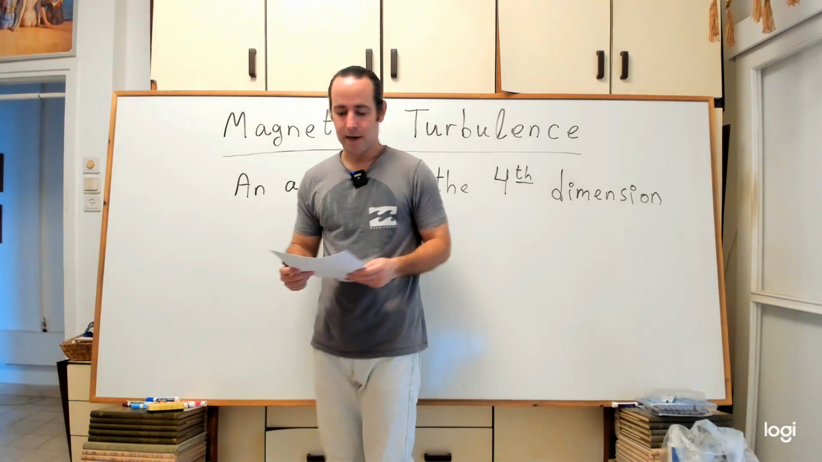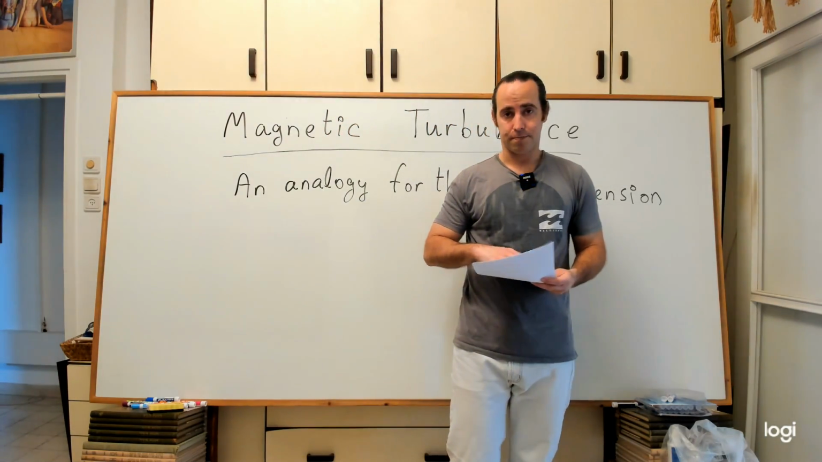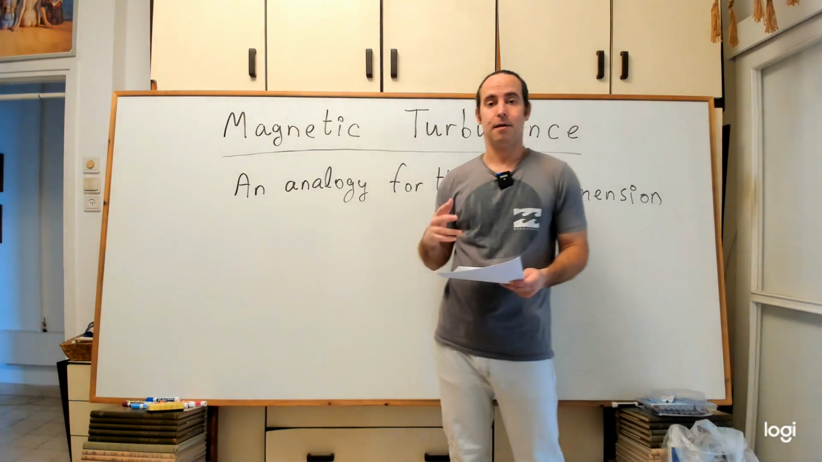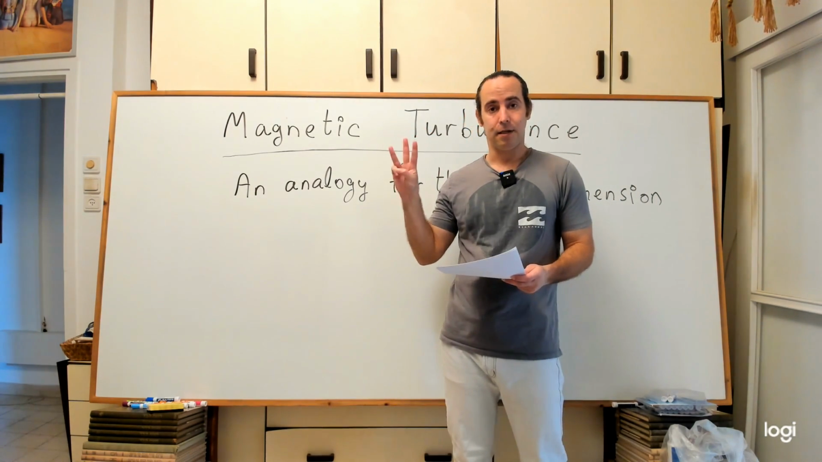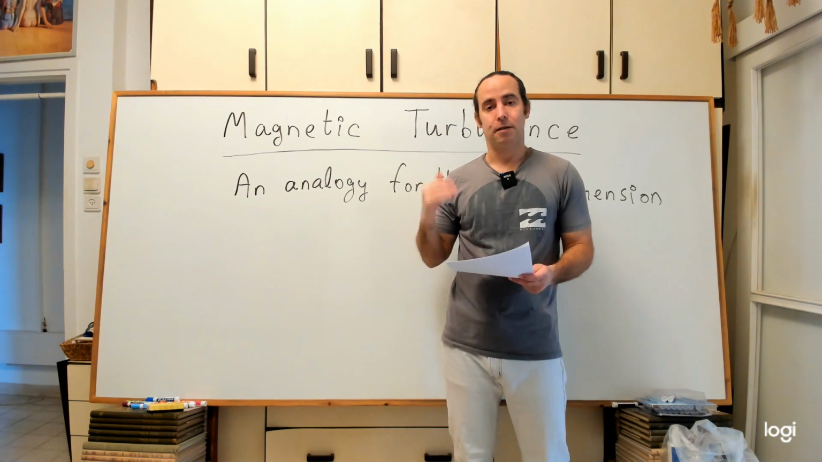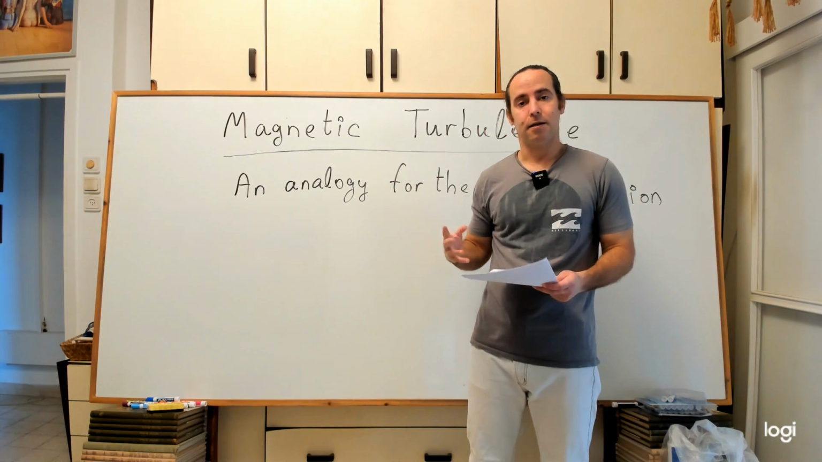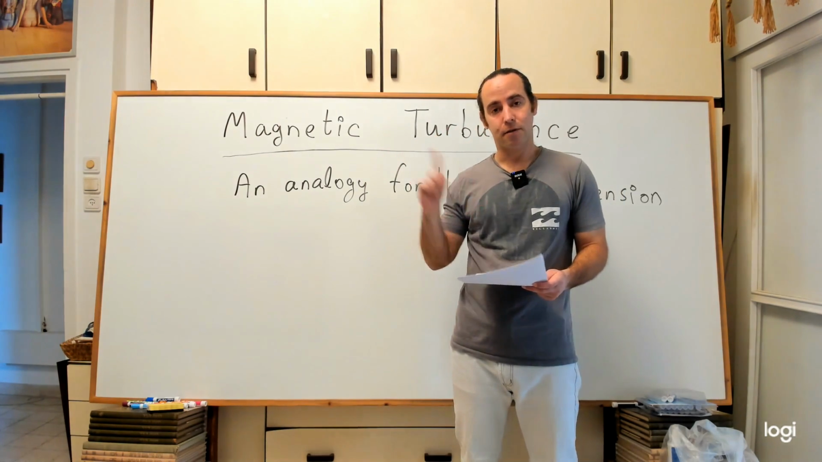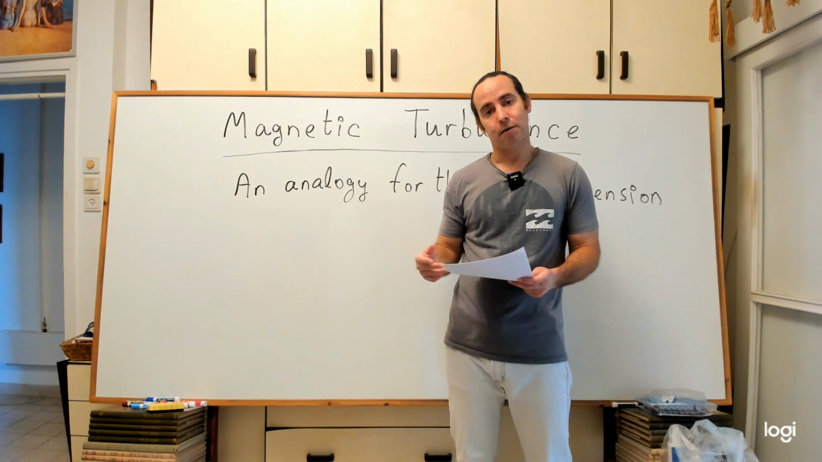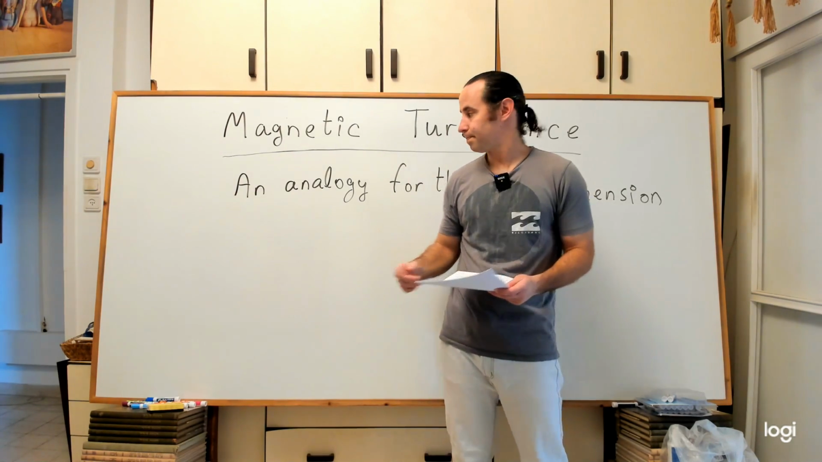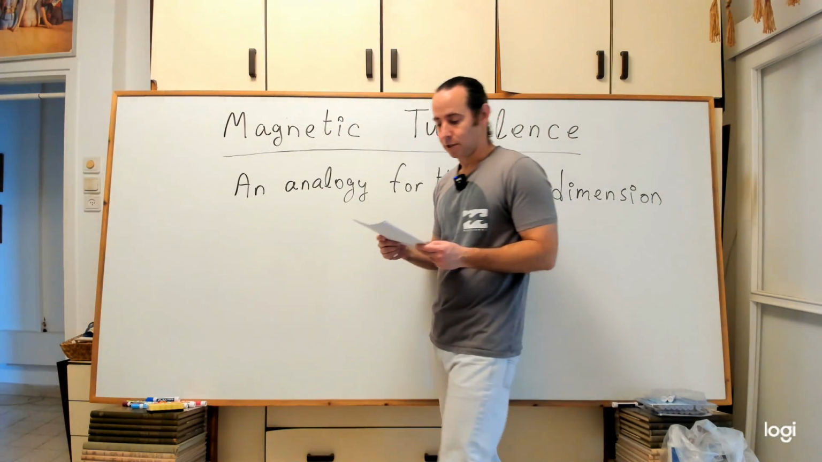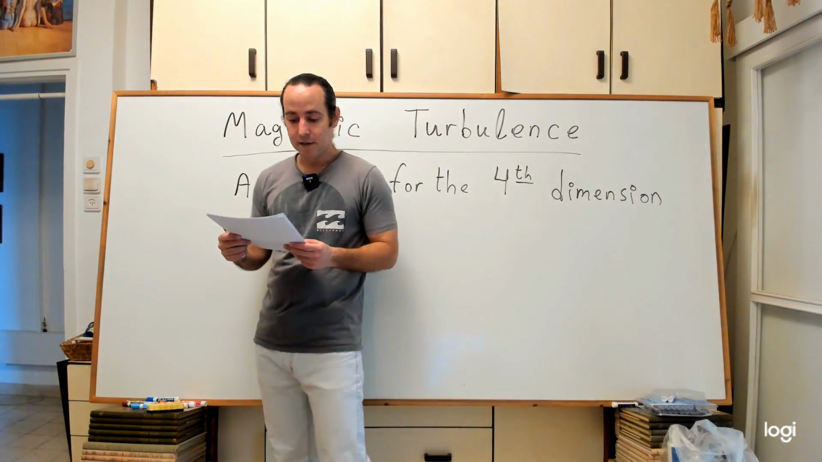Okay, an analogy for the fourth dimension. So now we are thinking about what is there in 3D that we cannot understand in 2D, in order to understand what in reality there is in 4D that we cannot understand in 3D. So everything we are talking about now is an analogy. We'll start from the analogy. Planet Earth is a 3D ball.